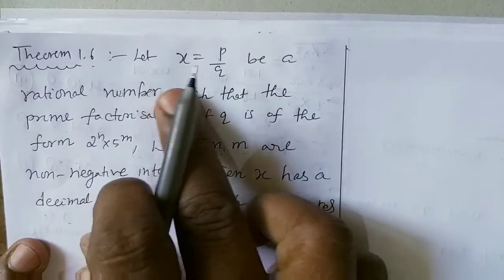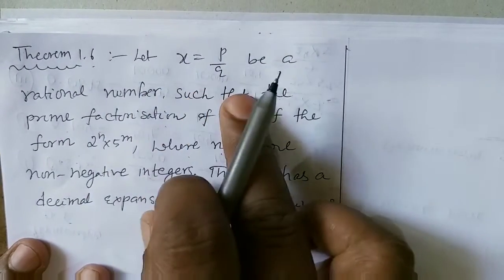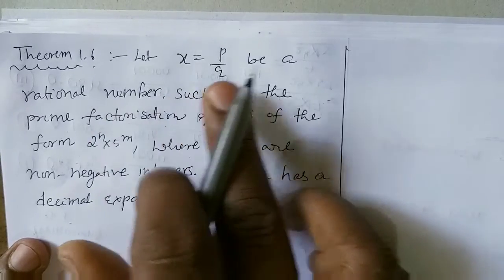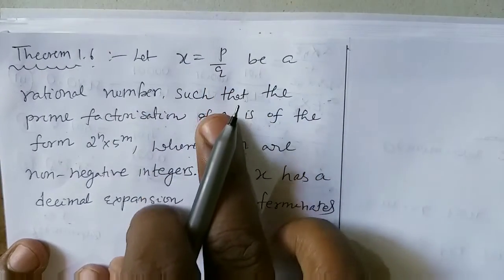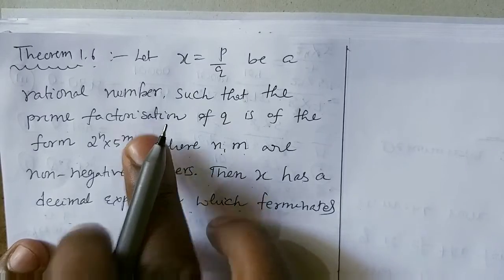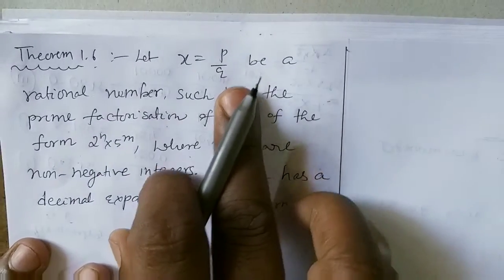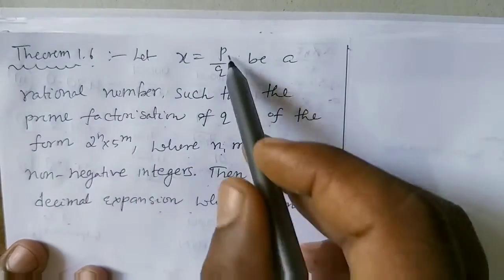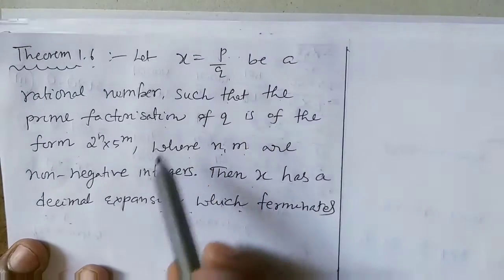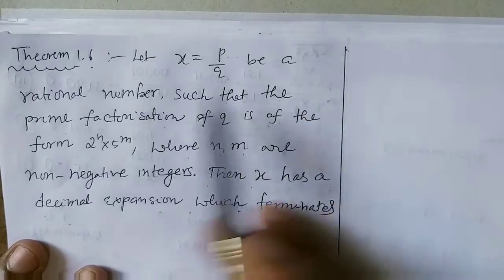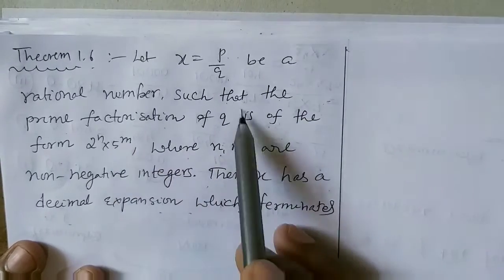Here in the beginning they are taking a rational number. In the previous theorem, it begins with a terminating decimal. Now here x is taken as a rational number of the form p by q. First they are not taking a decimal expansion. They are taking the p by q form such that p comma q are co-primes. Here co-primes is not compulsory, but see that the factorization.